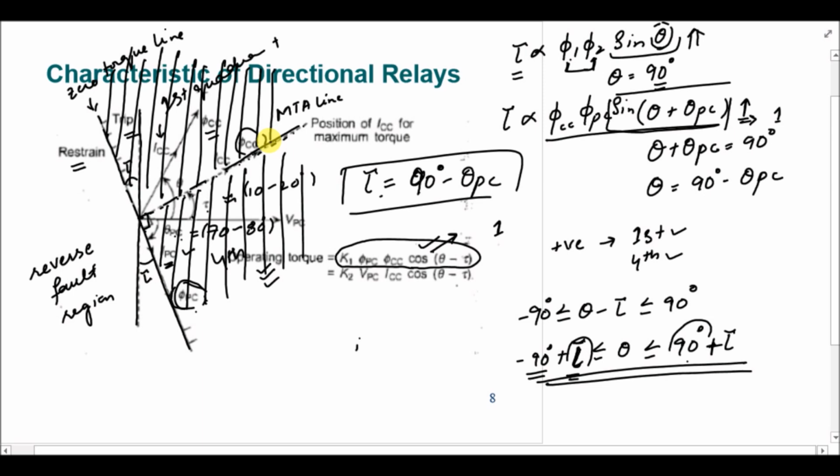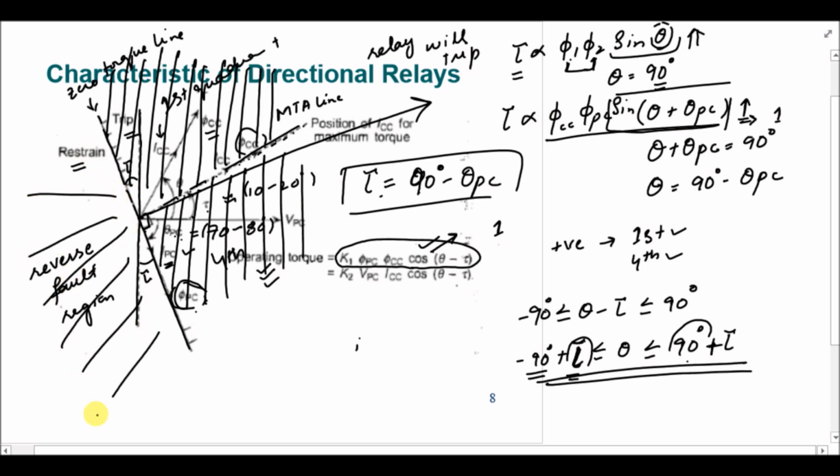So if there is a fault current that is in this direction on the right side of the zero torque line, then the relay will trip. Otherwise, if we have current in any of these directions, the relay will restrain and it will not consider that fault in its own zone. So this was the explanation of the zero torque line.